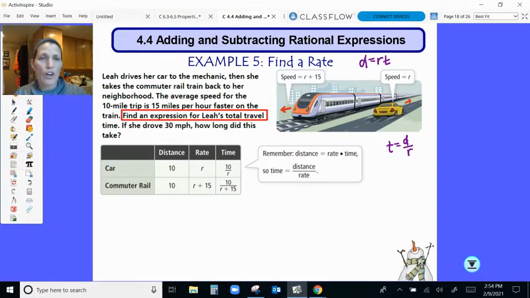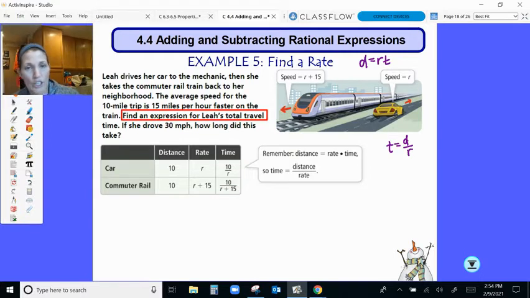Okay, so Leah drives her car to the mechanic, and then she takes her commuter rail train back to her neighborhood. The average speed for the 10-mile trip is 15 miles per hour faster on the train. Find an expression for Leah's total travel time. So, in other words, her total time she traveled there and then back. If she drove 30 miles per hour, then how long did she take?